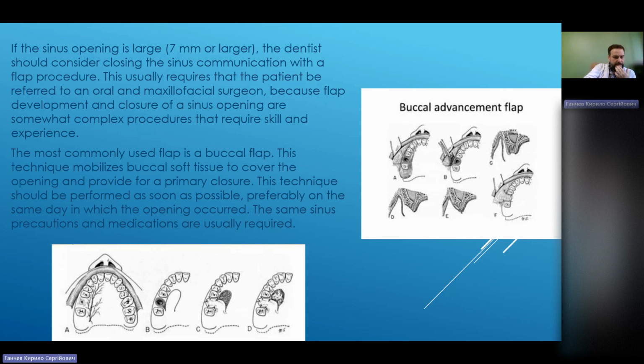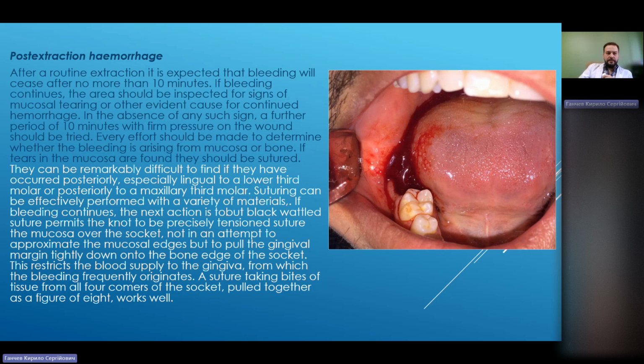The most commonly used flap is a buccal flap. The technique mobilizes buccal soft tissue to cover the opening and provide full primary closure. This technique should be performed as soon as possible, preferably on the same day on which the opening occurred, of course, very logically. The same sinus precautions and medications are usually required. And another complication that we could have is post-extraction hemorrhage.